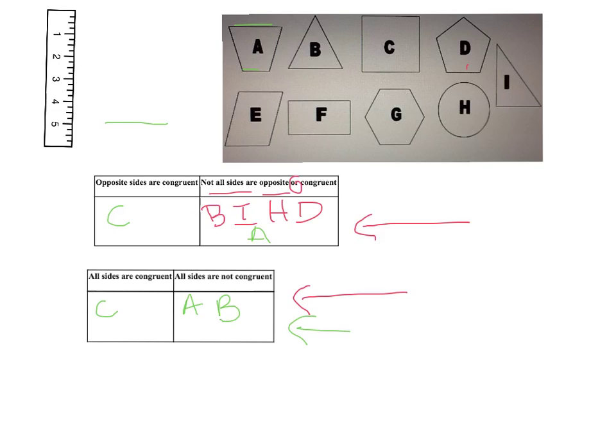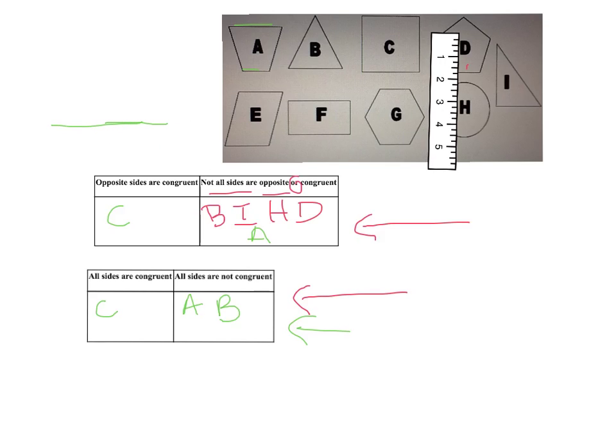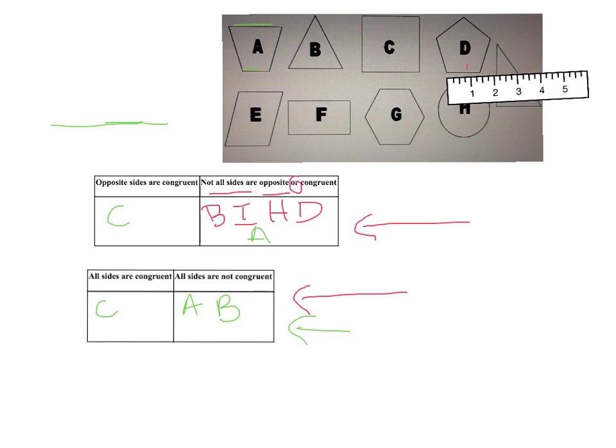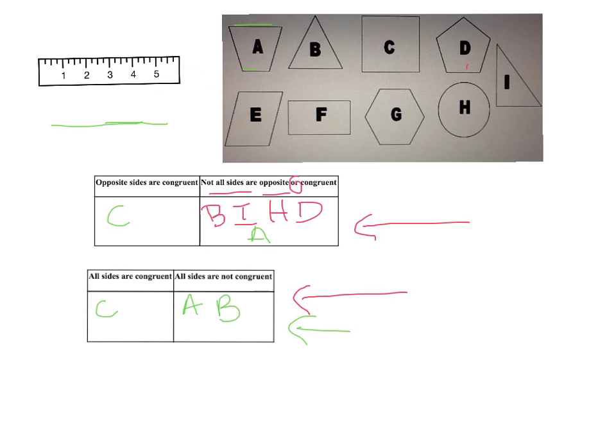What about D? We've already said there's at least one side that's not opposite, but that doesn't mean that they're not all congruent sides. Maybe every single side is congruent. So let's go back and find out. Here we go. We have, that's about 1.5, if I'm not mistaken. That's about 1.5. That's about 1.25, which means that D is going to fit where? All sides are not congruent, and we already have the opposite there.